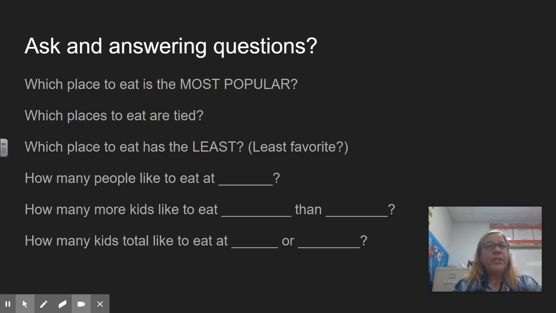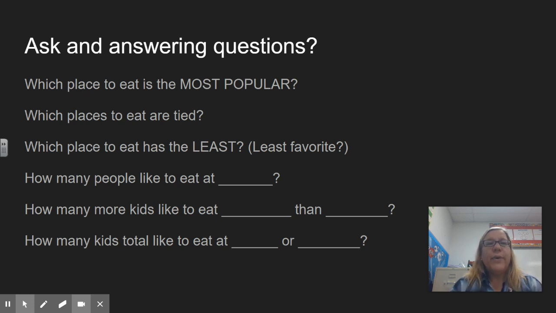I might have the question, which place to eat has the least? It was the least favorite. Maybe only 1 person liked eating in their bed. Maybe the rest of the class didn't like to get crumbs in their bed, right? So you could say eating in your bed was the least popular answer, the least favorite.